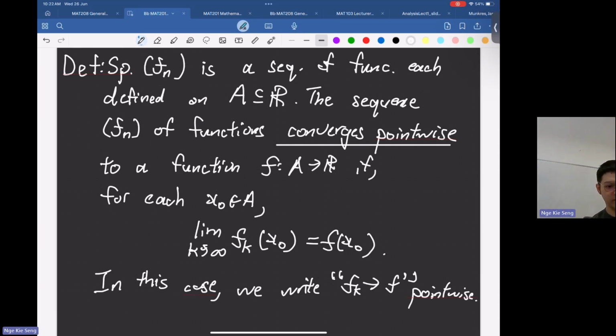Yeah, good, very good observation. So let me see what example we want to look at now.